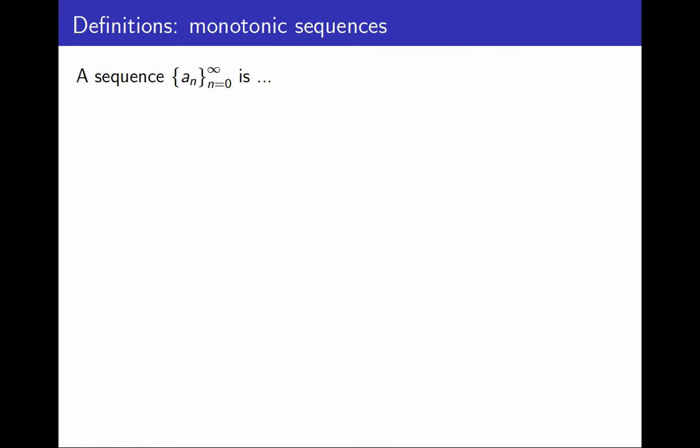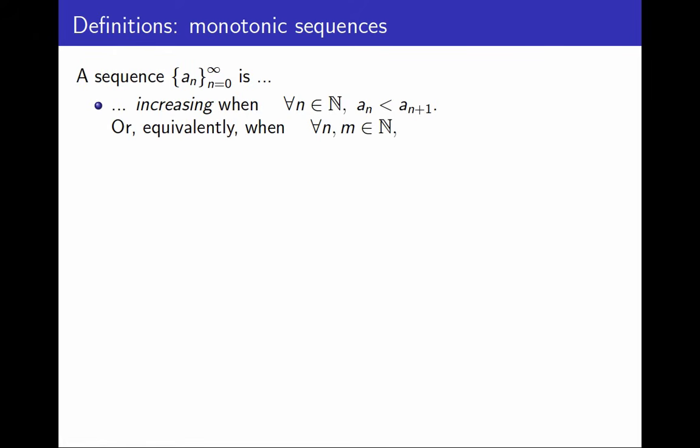I say that the sequence a_n is increasing when every term is smaller than the next. This is equivalent to asking that for every two indices n and m, if n is smaller than m, then a sub n is smaller than a sub m. These two conditions are equivalent. The second condition should be familiar.